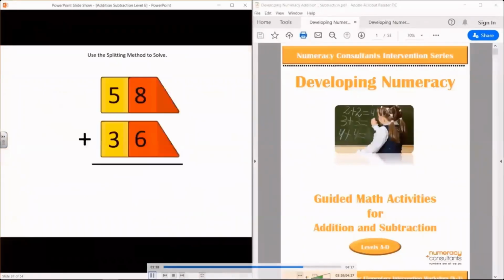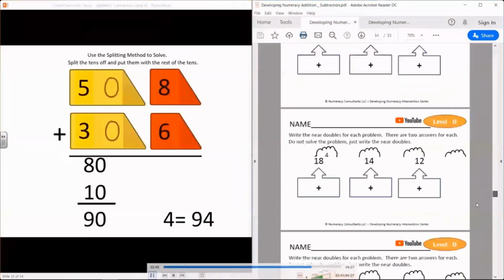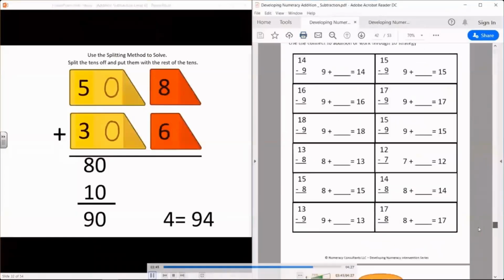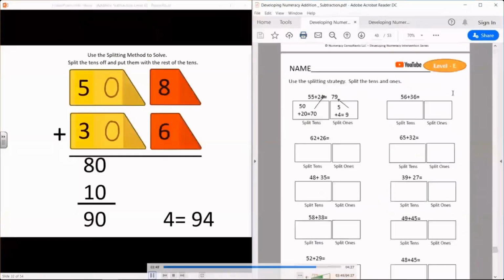So again, this is the lesson that you do, and go ahead and go through it. It's pretty detailed. They're good lessons too. It goes through addition. Obviously, you're not going to do addition and subtraction the same day. And then what you would do is go to the addition, subtraction book, and find the part that deals with splitting, addition with splitting right here.